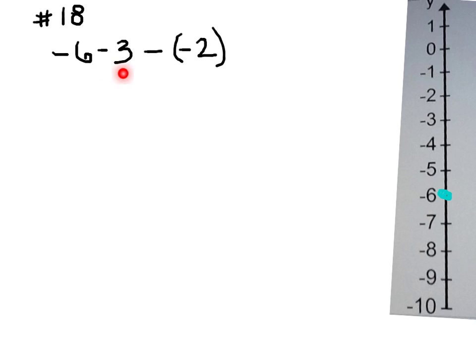Okay, then this -3 tells me I'm going to go down 3 from there. So let's go ahead and go down 1, 2, 3. So now I'm at -9. And then I'm over here, and it tells me I'm going to go down 2 from there.